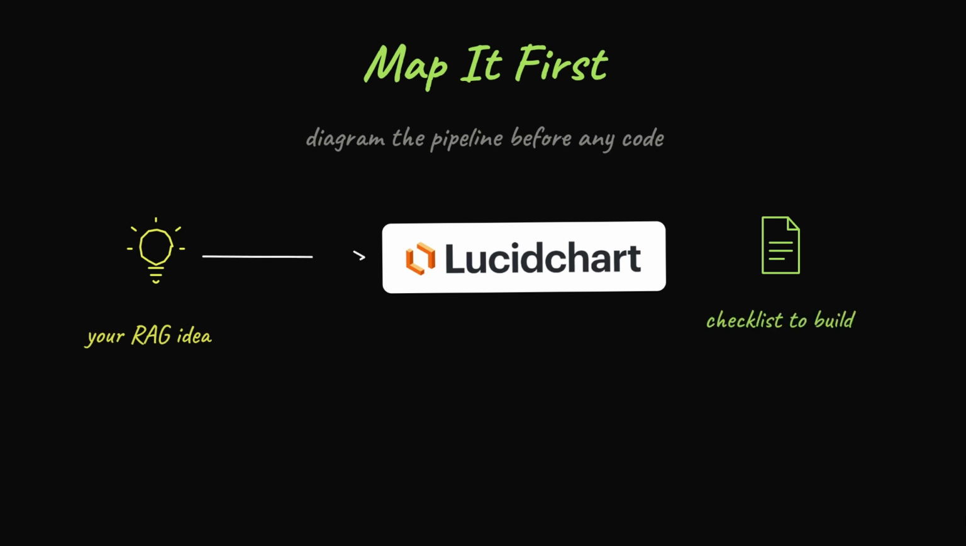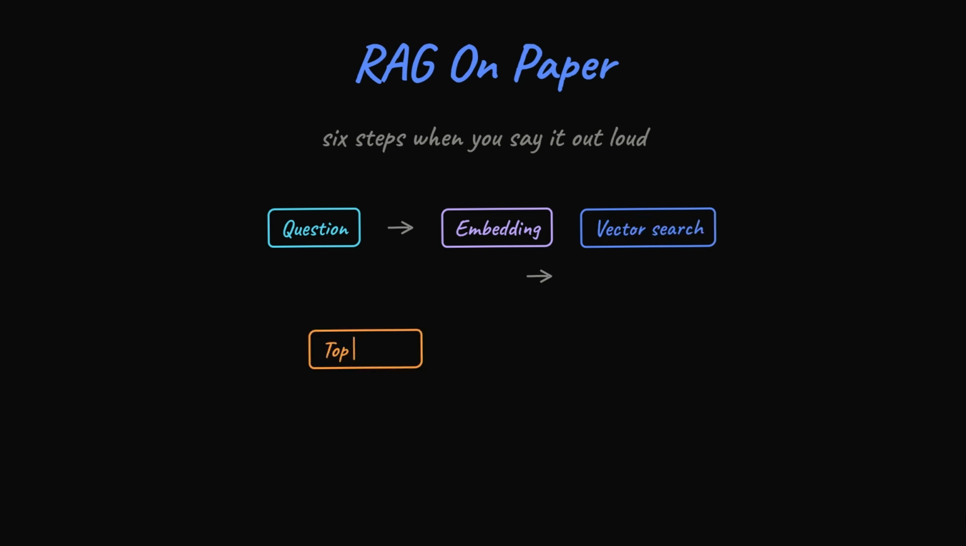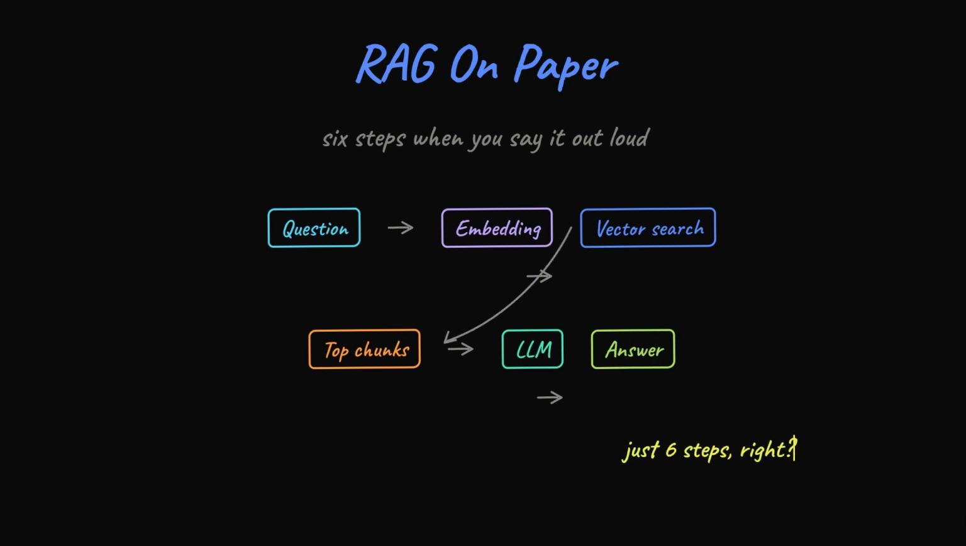A RAG pipeline sounds simple when you say it out loud. Someone asks a question, you turn it into an embedding, you search a vector store, you grab the top matching chunks, you hand those chunks plus the question to a language model, and it gives you an answer. That's maybe 6 steps on paper.